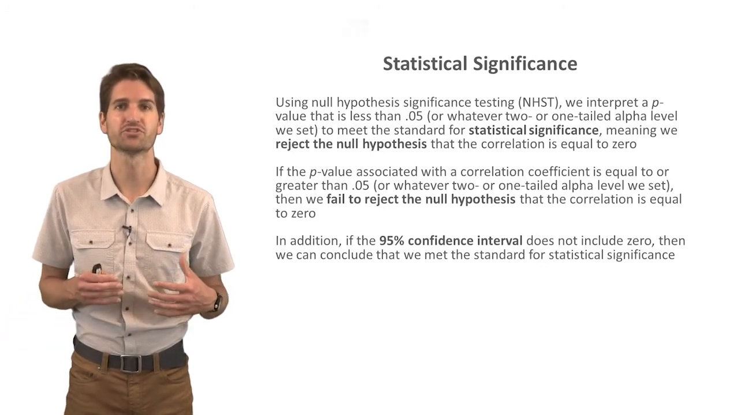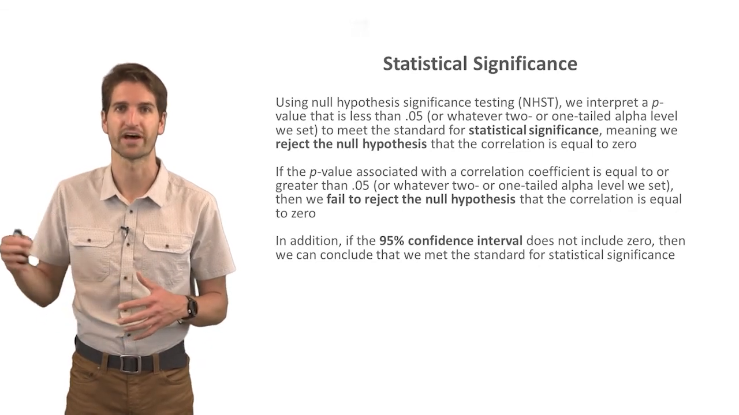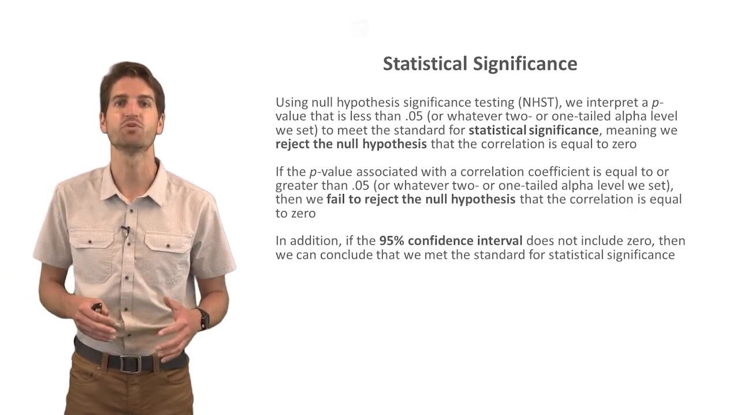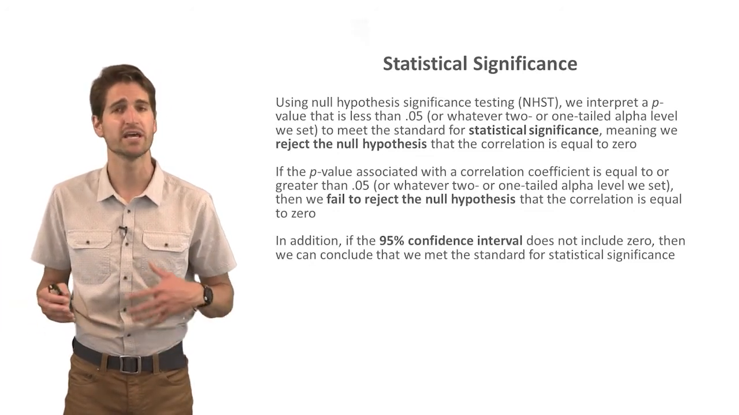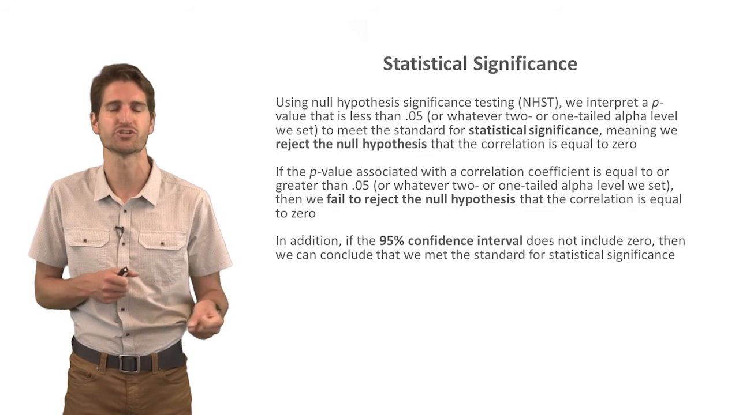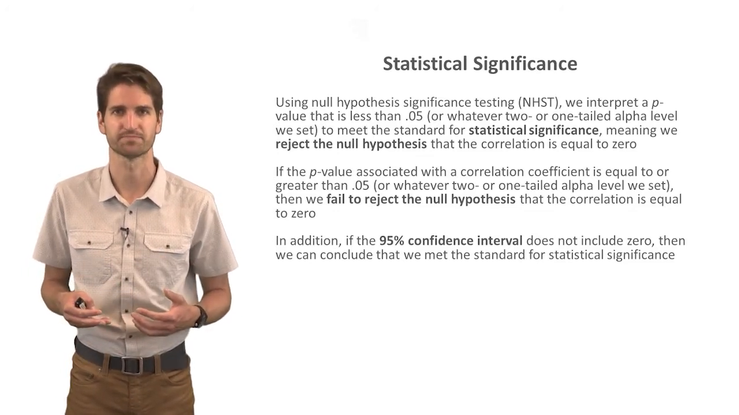Now, if the p-value associated with the correlation coefficient is equal to or greater than 0.05, or whatever value we set that alpha level to, then we fail to reject the null hypothesis that the correlation is equal to 0. In other words, we assume that there's no association or relationship between these two variables based on that statistical test.